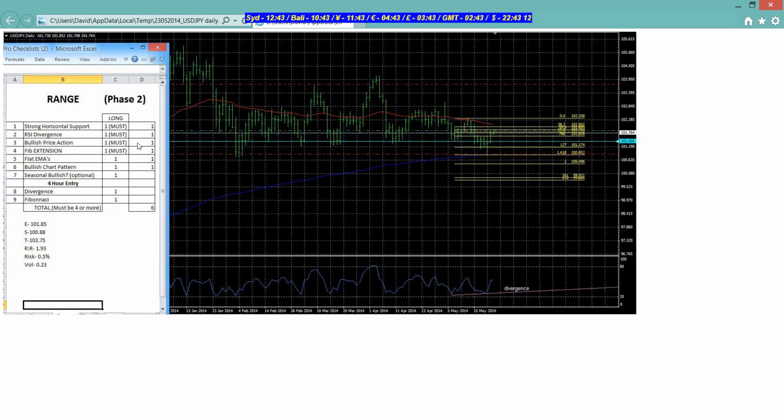Strong horizontal. RSI divergence. Yep, you've got it from there to there, and you can even notice it in this little tick up here. Bullish price action, fib extensions. Yep, flat MAs. Yep, bullish chart pattern. Again, you're giving these points, I don't know what for. It's the same with your last one. You're saying yes to it, but what sharp pattern are you saying that's bullish?